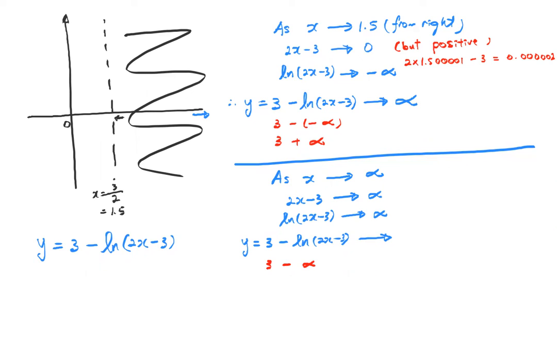Do you have doubt? I only have 3 ringgit. I owe the bank 3 trillion. So I owe the bank a lot of money, correct? So it tends toward negative infinity.